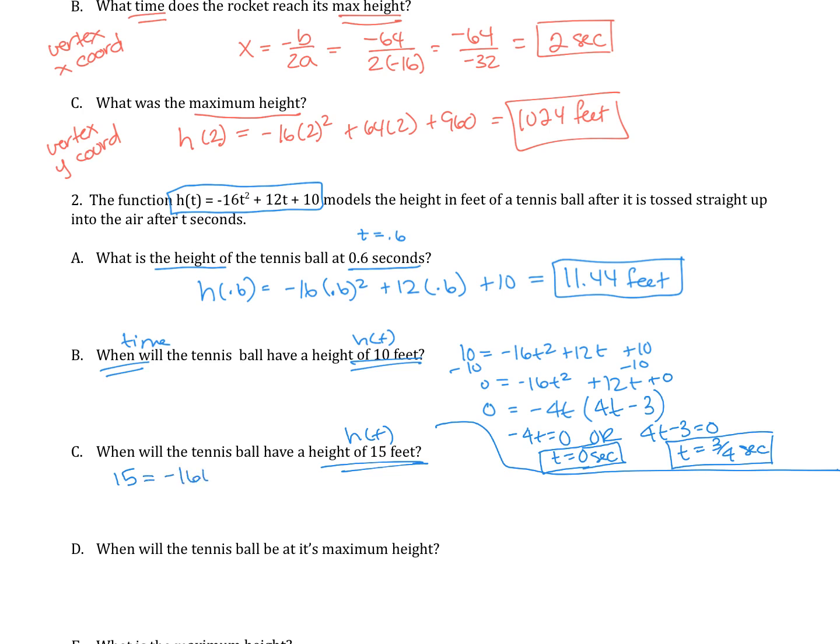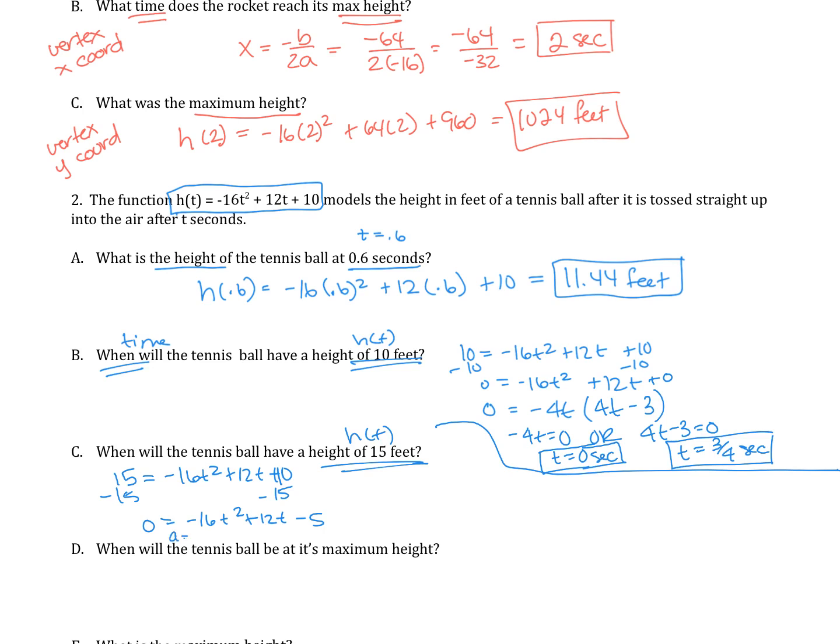So negative 16t squared plus 12t plus 10. Again, I'm going to start by subtracting 15 from both sides. When I do that, I get negative 16t squared plus 12t minus 5. Now, when I look at this problem, this doesn't look factorable to me. I don't really want to play with it. I'm going to go straight to the quadratic formula.